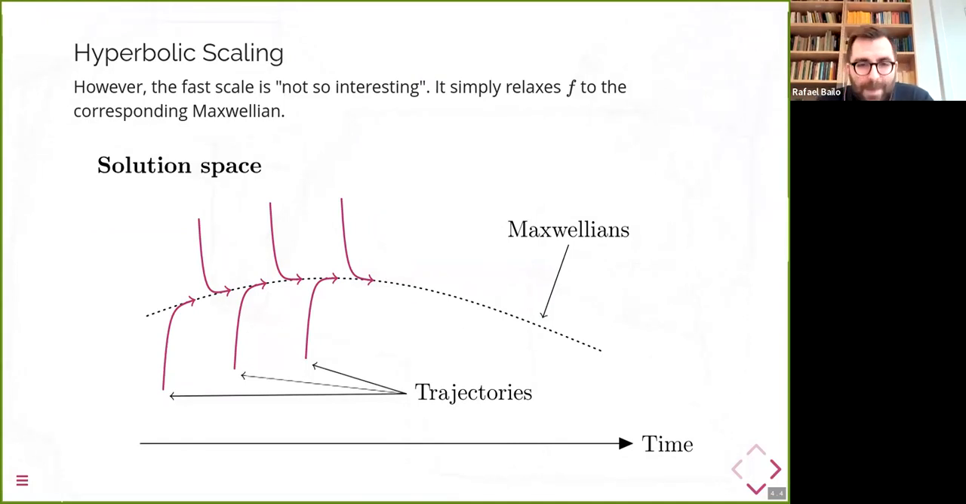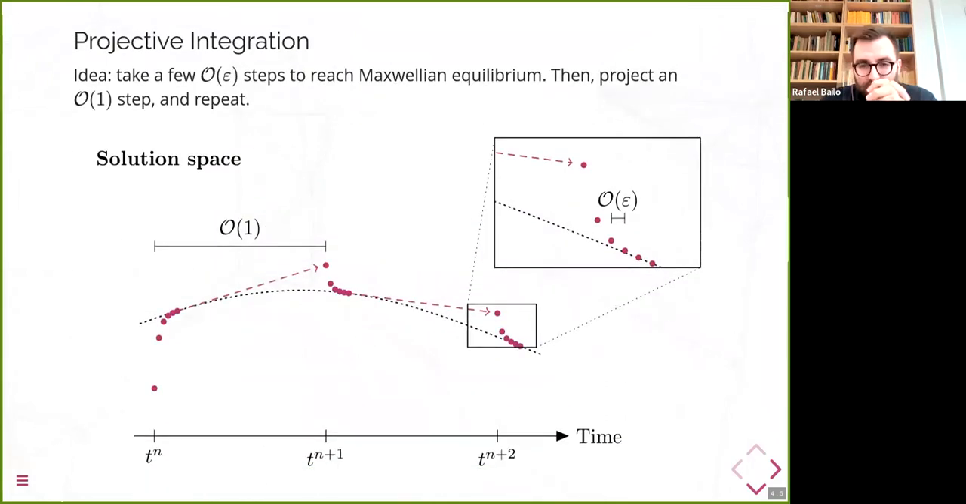So, perhaps there's some hope. Indeed, these ideas of projective integration that I mentioned are exactly the right thing here. The intuition, I think, is very simple. The idea is you start your simulation wherever you are. You take some very small time steps of size epsilon.